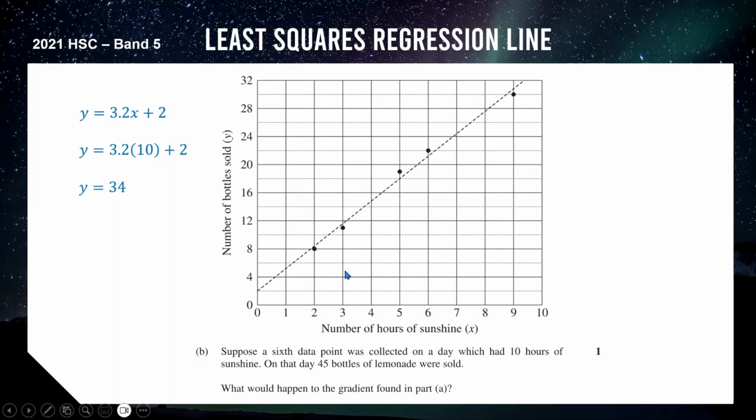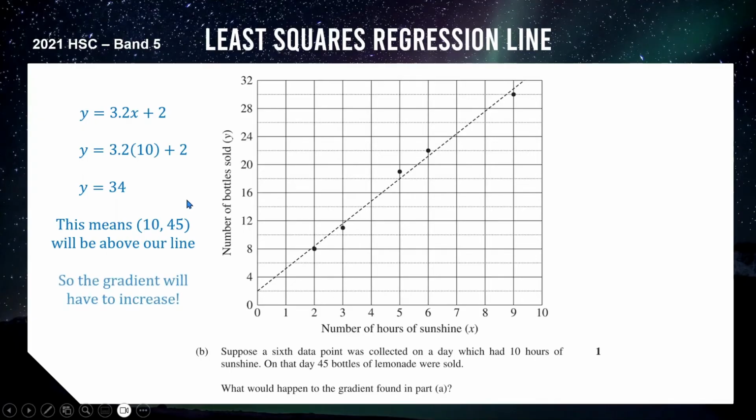Now, the actual data point that we've been given that doesn't fit onto our graph here is that 10 hours gives us a y value, a number of bottles sold, of 45. Okay, so that means that 10, 45, the extra point being added, is going to be above our predicted point, which is 10, 34. That means this point will be above the line, and that means that's going to cause the line to increase its gradient to try and get closer to this point and fit the entire data set a little bit better. So gradient has to increase because the actual data point is above or higher than the predicted data points, and that's how we get 1 mark for this part B.